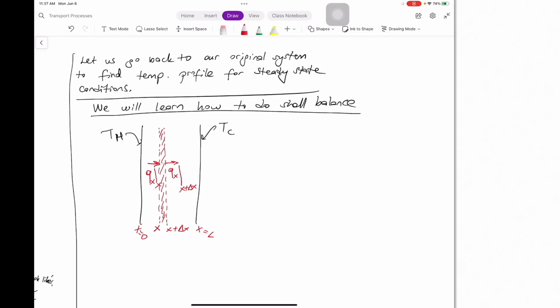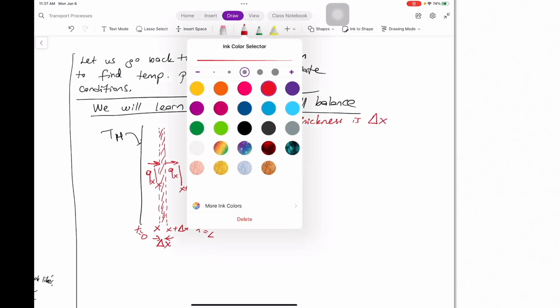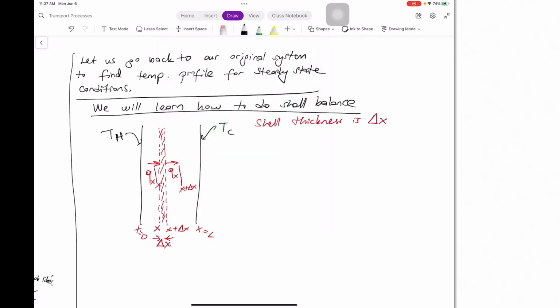And the shell thickness is delta x, as you see. This is delta x amount. And let's write down the heat balance inside the shell.